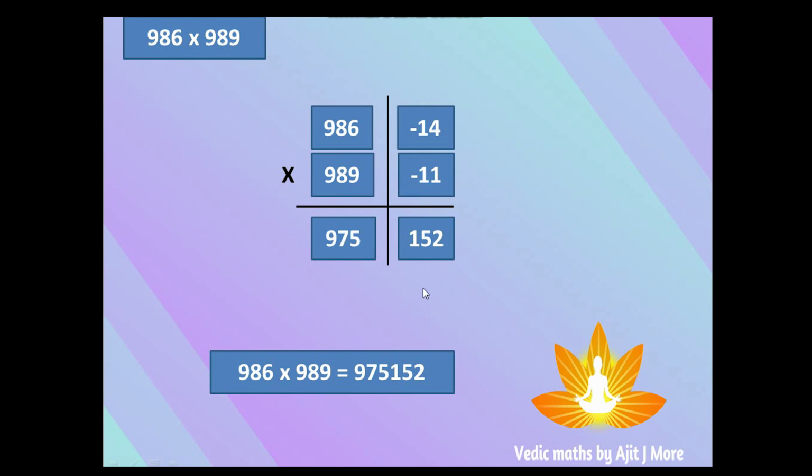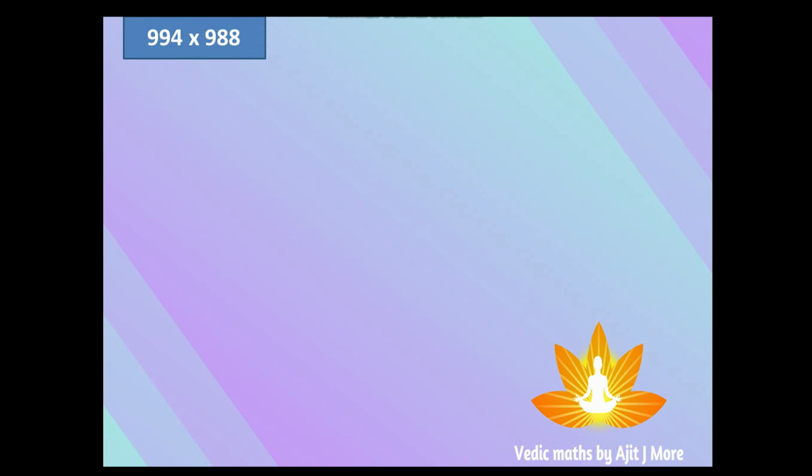We'll move to the next example. Okay. Now the next example is multiplying 994 into 988. Is it clear?